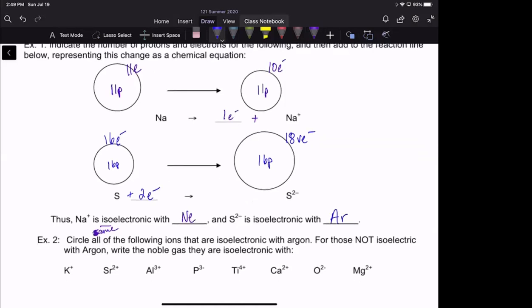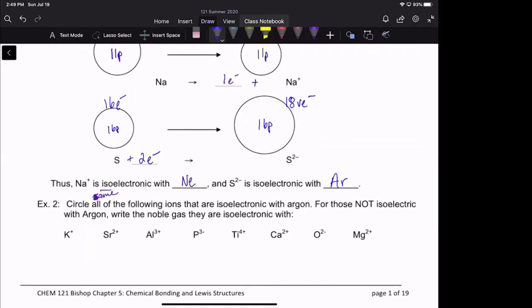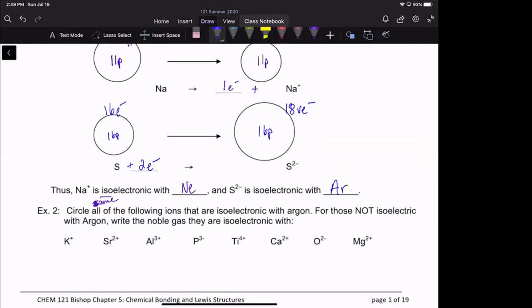So circle all of the following ions that are isoelectronic with argon. For those not isoelectronic with argon, write the noble gas they are isoelectronic with. And you can pause the video for a minute to write these down and figure it out, and then continue.